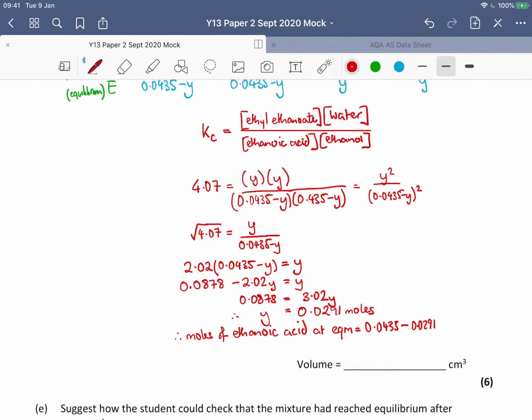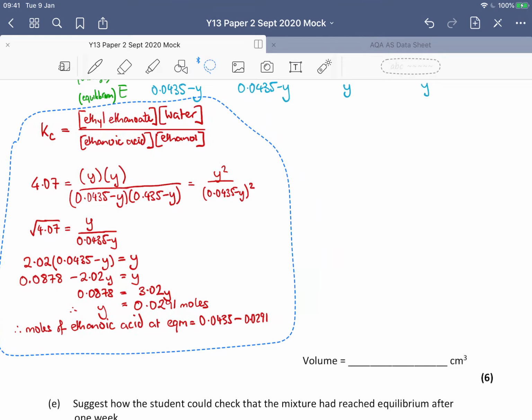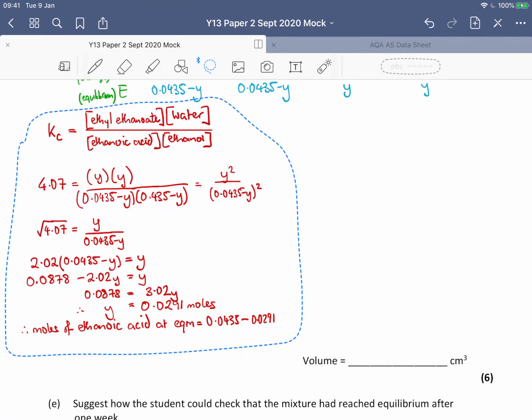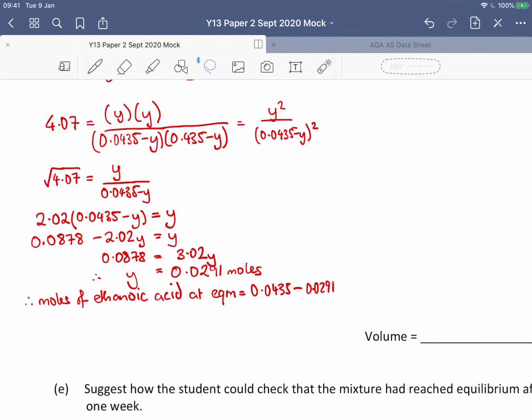Okay, do you know what I'm actually going to do? I'm just going to shift everything to the left so I've got a bit more space. So that equals 0.0144 moles. So when we add our sodium hydroxide, it's going to be reacting with that number of moles of ethanoic acid.